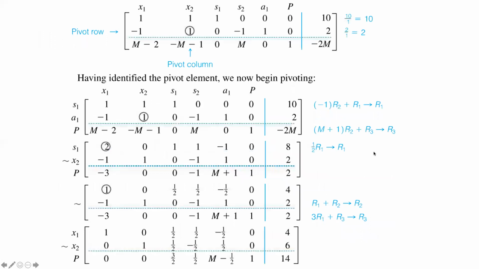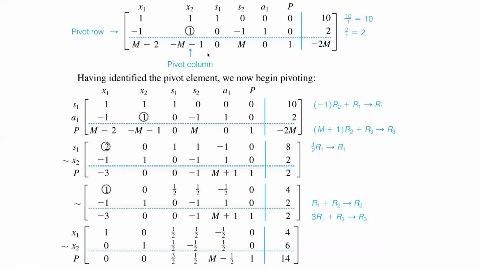So we need to identify our pivot column. If you look at this bottom row, you'll find that the only negative is this column right here, because M, again, is a very large positive number, which means that -M would be a very large negative number.